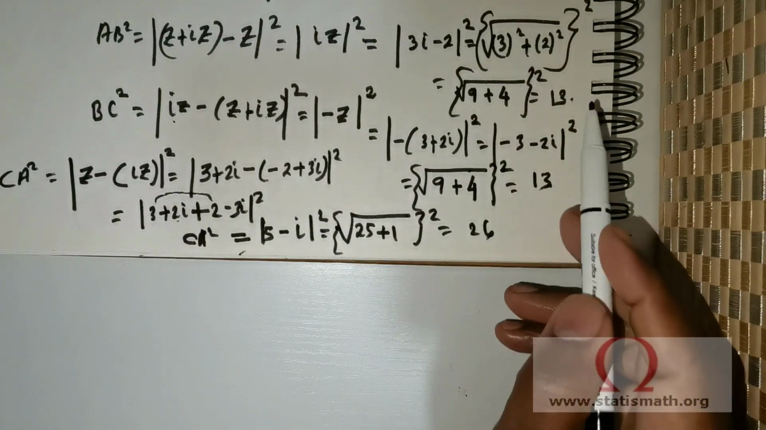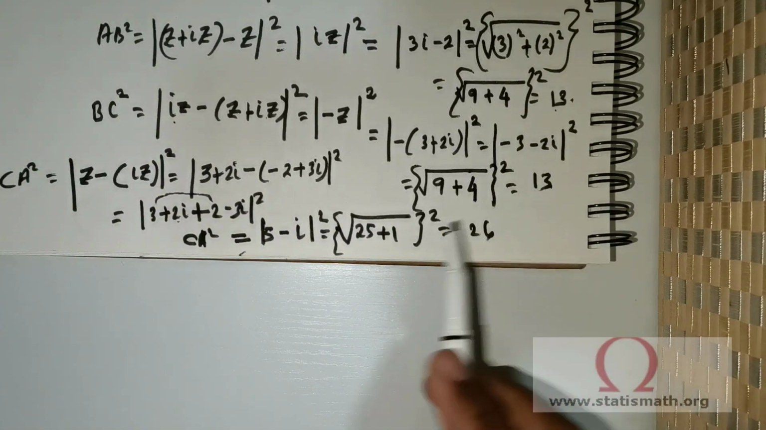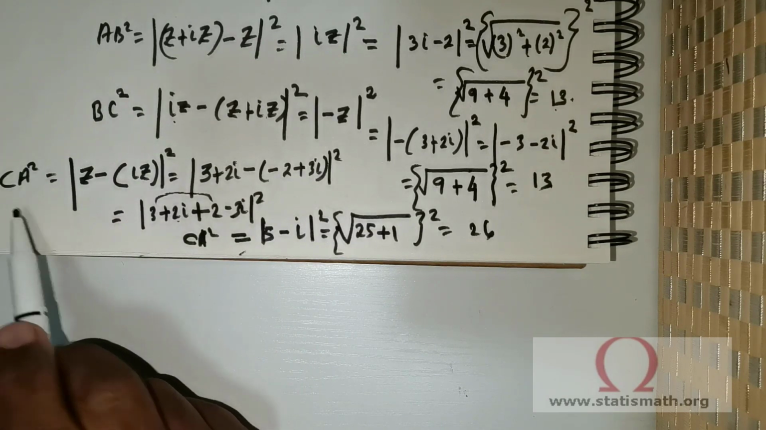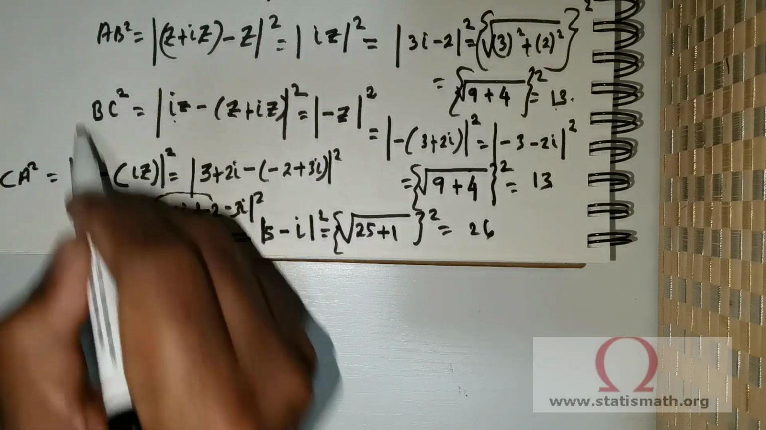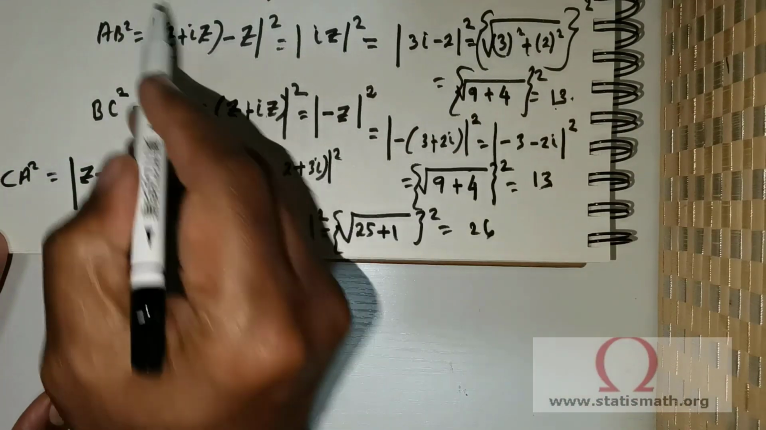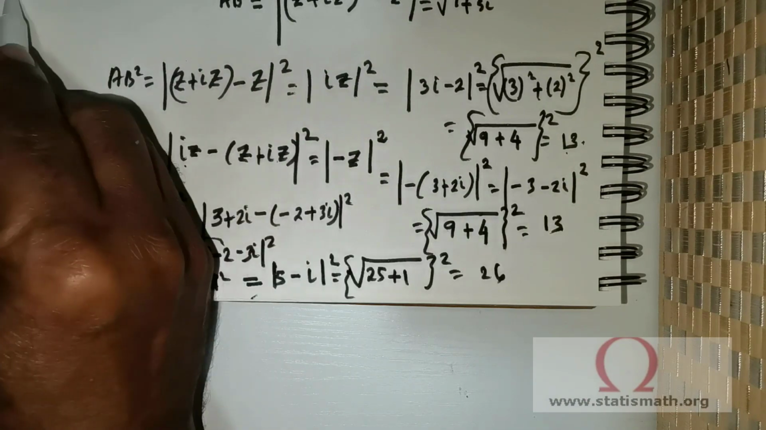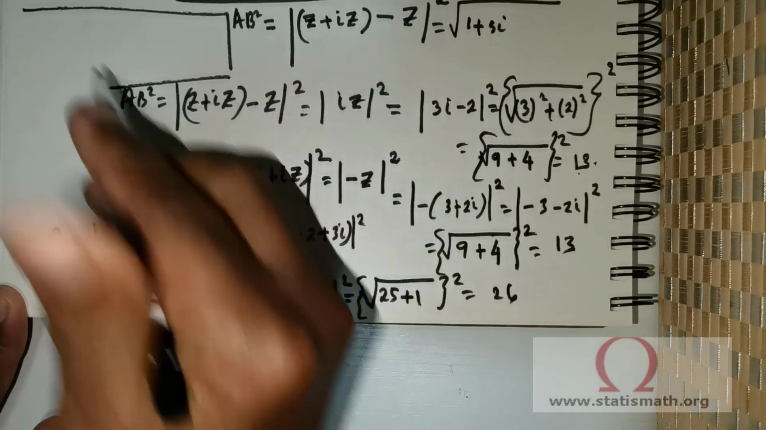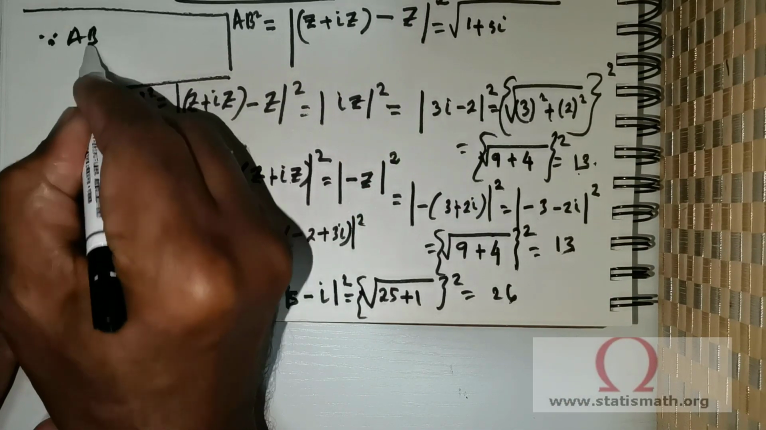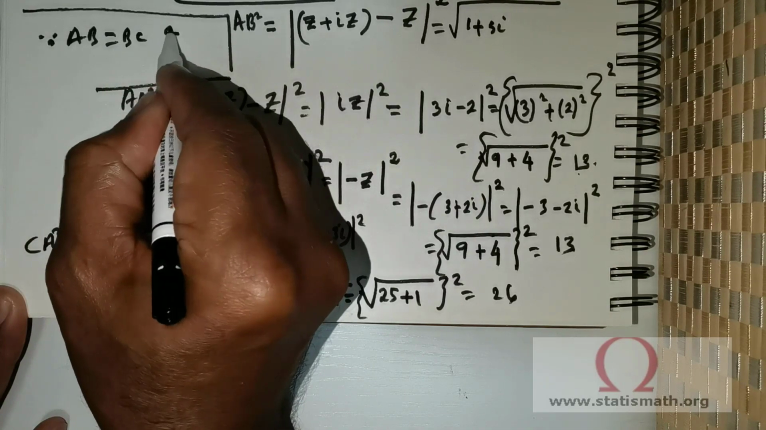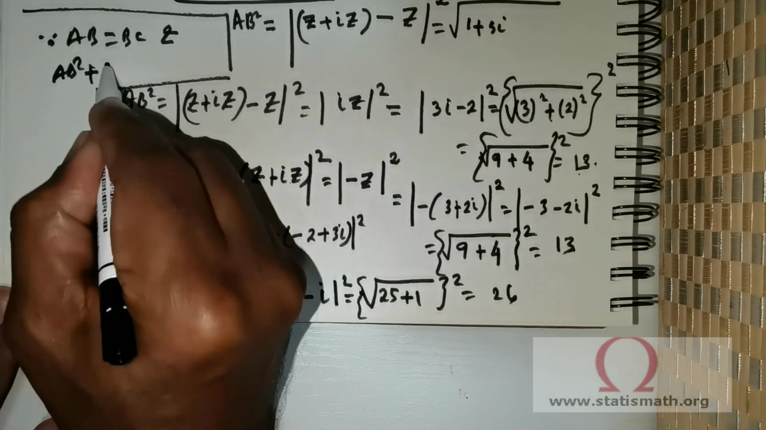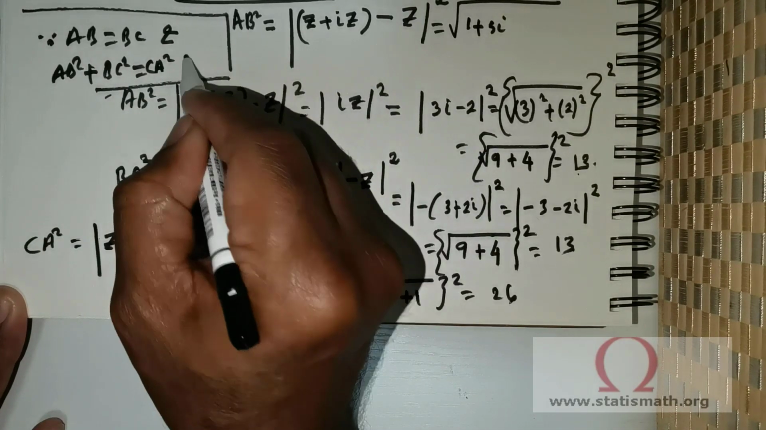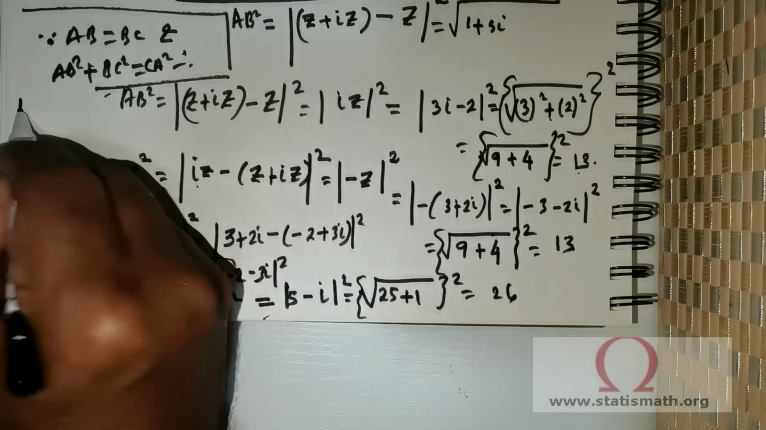So clearly you see that both AB squared and BC squared are the same, and also AB squared added with BC squared gives you CA squared. So clearly you can conclude that it is an isosceles triangle. You can make the final conclusion. Since I don't have space, I can just simply write the final conclusion here. So I can state it here that since AB is equal to BC and AB squared plus BC squared is equal to CA squared, therefore it is an isosceles triangle.